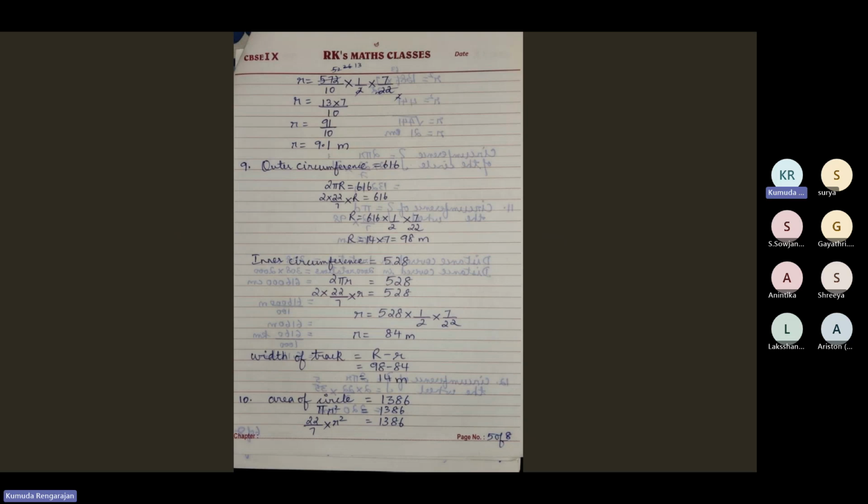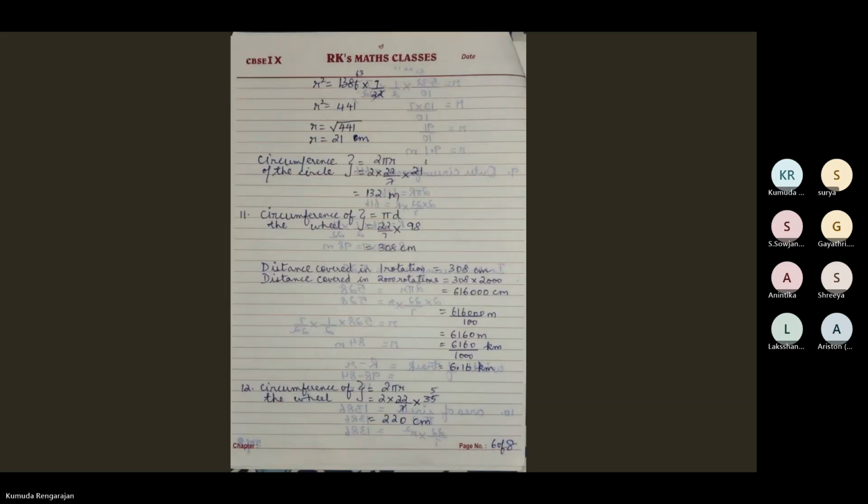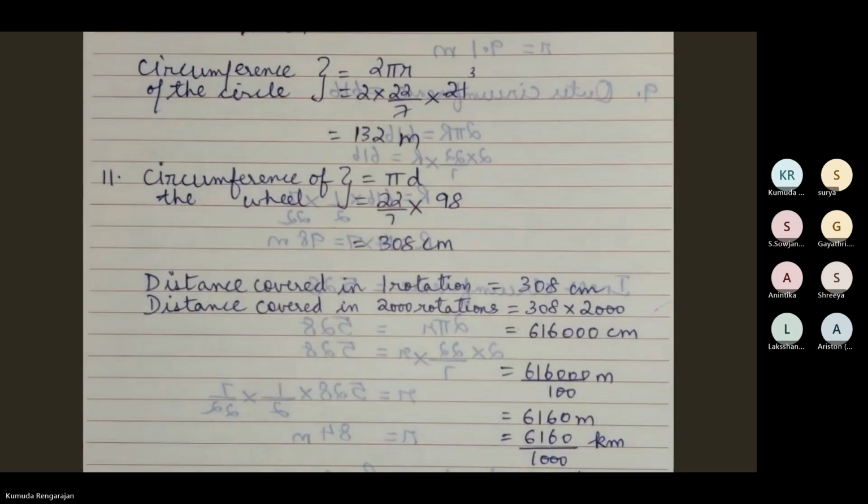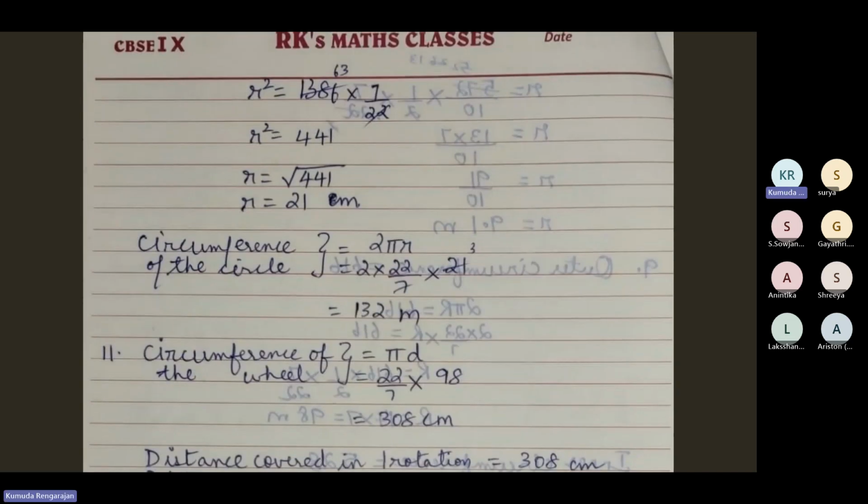Pi r square is equal to 1386. So 22 by 7 into r square is 1386. So you need to transpose 22 by 7, so it becomes 7 by 22 on the other side. So r square is equal to 1386 into 7 by 22. Upon simplifying, we get 441. R square is 441. R is the square root of 441, which is 21. You can find the square root of 441 using the prime factorization method or the long division method. Now circumference is 2 pi r, which is 132.